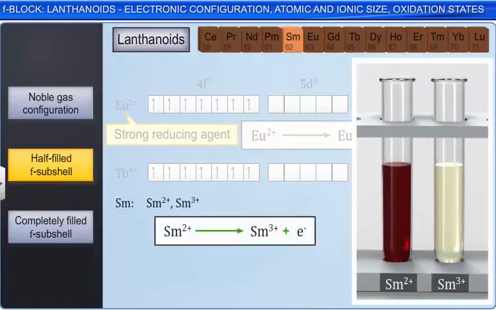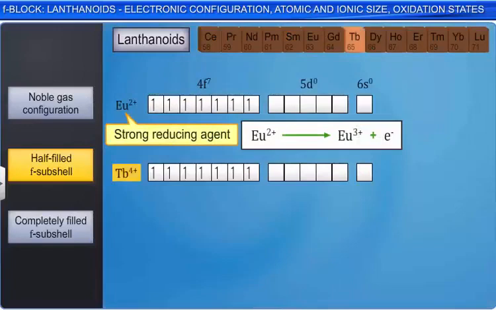Terbium 2+ stands as an example of the third case. Terbium 2+ ion acts as a reducing agent and changes to +3 state.